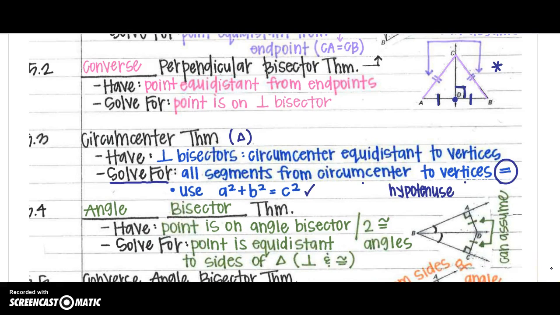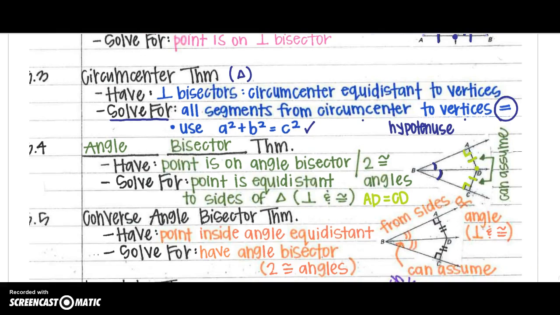We're going to move on to angle bisectors. So the angle bisector theorem, we will have the angle bisector. So we'll have 2 congruent angles. What will that give us? That will give us that point D is equidistant and perpendicular to the sides of the triangle. So I know that I can set AD equal to CD. Remember, it has to be perpendicular and equidistant.